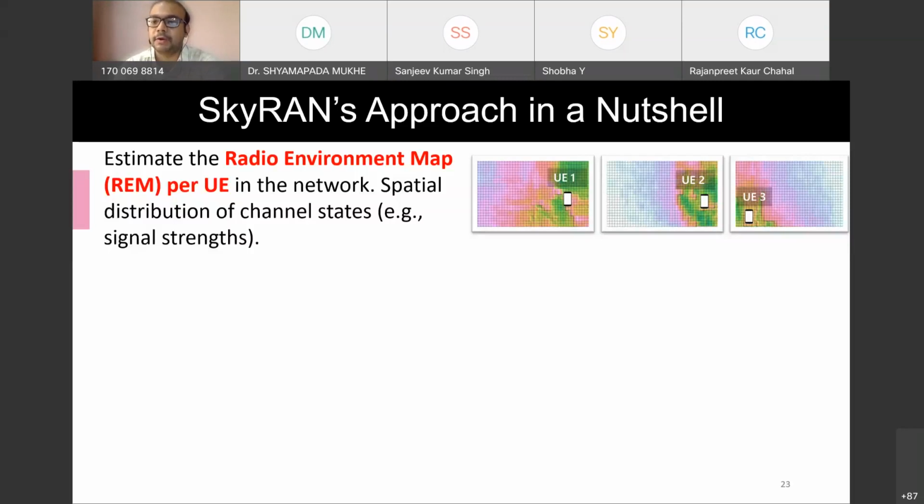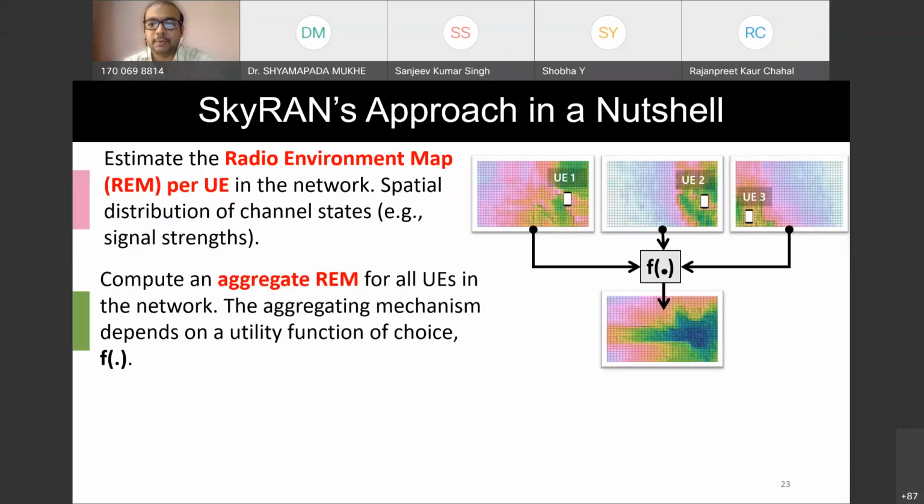I will explain how to do it, because this data is not free. You cannot just get this data. You have to do some measurement and sampling, and that is going to waste your battery life, right? I'm going to tell you what kind of heuristics could be used to obtain this. So first is this stage, right? We want to know the radio environment map, or the signal strength map, for these different UEs. The green could be very high signal, and as you move out from the UE, the signal strength becomes poorer and poorer. Okay, and then we want to compute the aggregate REM for all the UEs.